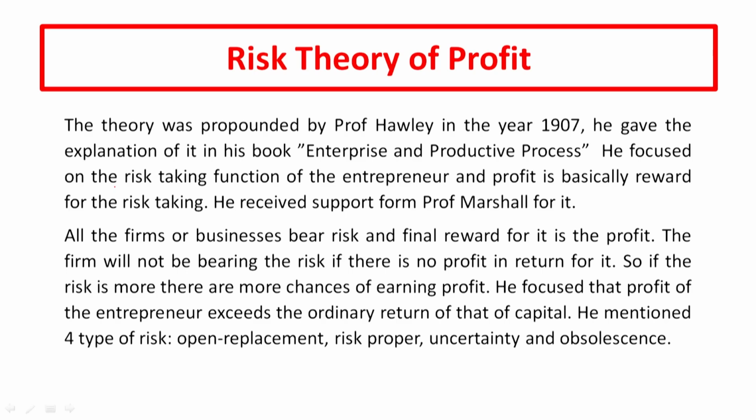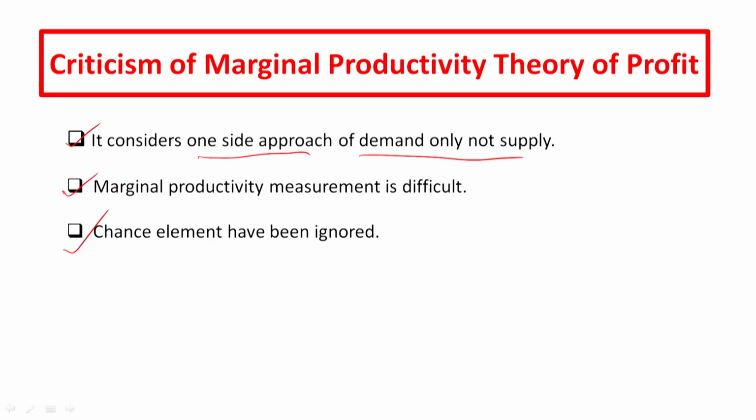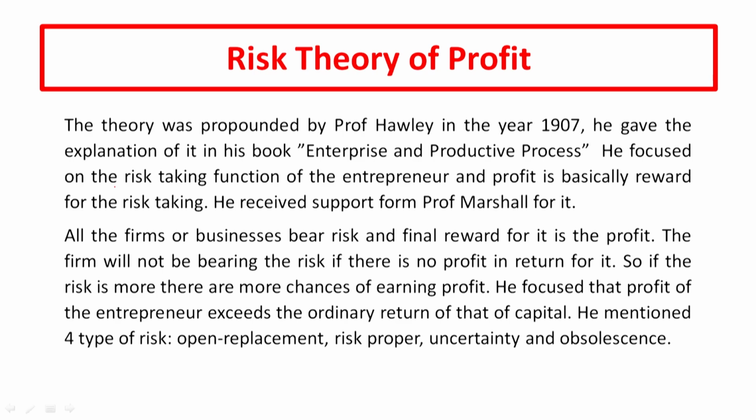Now the first theory we discussed was related to the rent, then we discussed about the wages, then we discussed about this marginal productivity theory. Now we are focusing on the important element, which is the risk theory of profit. This theory was basically propounded by Professor Hawley in the year 1907. He gave the explanation of it in his important book, which was termed as Enterprise and Productive Process.